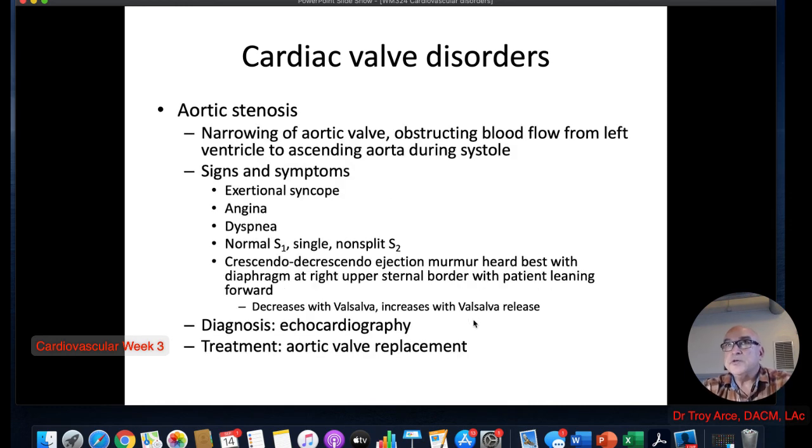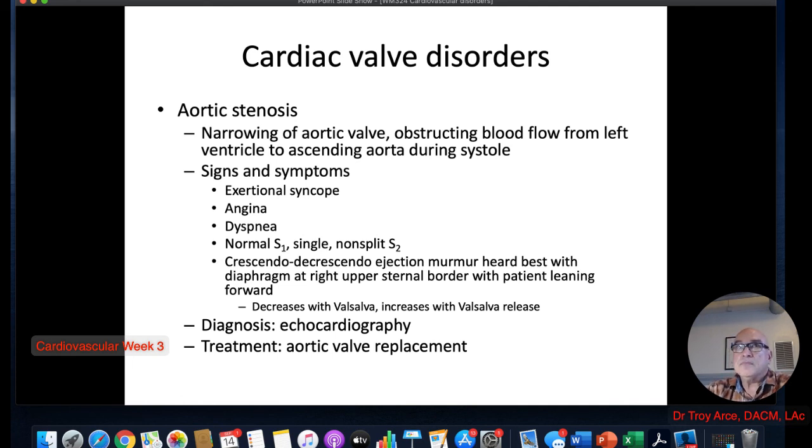So aortic stenosis is just narrowing, right, of that aortic valve, obstructing blood flow from the left ventricle to the ascending aorta during systole. So it's just a narrowing of the aortic valve, right? And the signs and symptoms, exertional syncope. So I talked about exertional versus non-exertional syncope. You know about that. So if this person is fainting during exercise, what about if they're not exercising? So it means it's more serious, right?